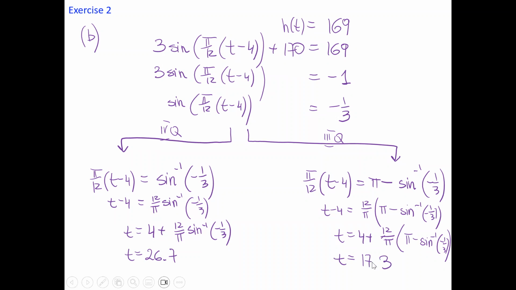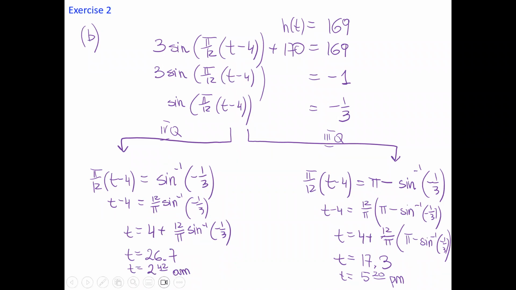That means 17.3. 17 is 5 o'clock, and 0.3 of the hour is 20 minutes. So this one is 5:20 p.m. This other one is 2 hours after midnight, and 0.7 of an hour is 42 minutes. I did calculate this, you can also check: 0.7 of 60 minutes is 42. So 2:42 a.m.